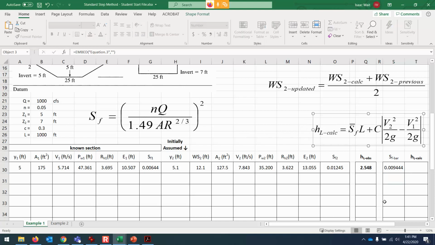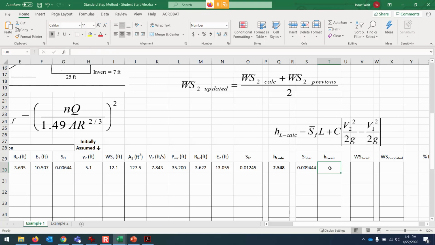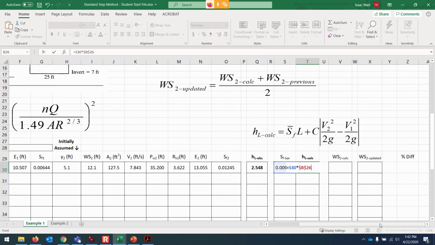Now for calculated head loss, we'll use this formula. Okay, so it is the slope that we just calculated multiplied by the length. The length is 1,000 feet, so anchor the reference to the length, plus the C value. By the way, was there a question? That was a little fast. Well, we've got 8 minutes left to finish this example, so it's going to be a little fast.